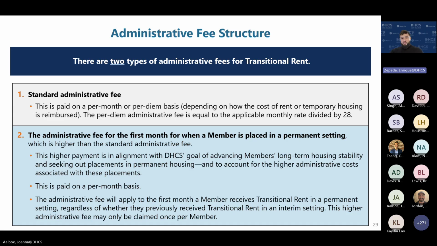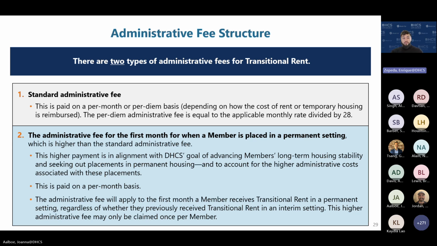So there are two types of administrative fees for transitional rent. The first being the standard administrative fee that is paid on a per month or per diem basis in alignment with how the cost of rent or temporary housing is being reimbursed.